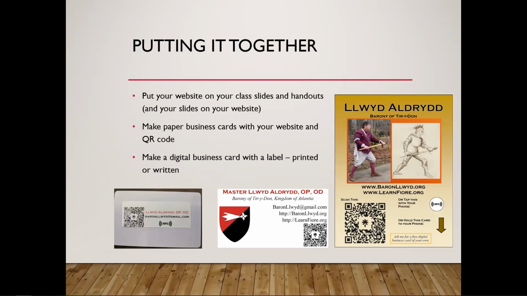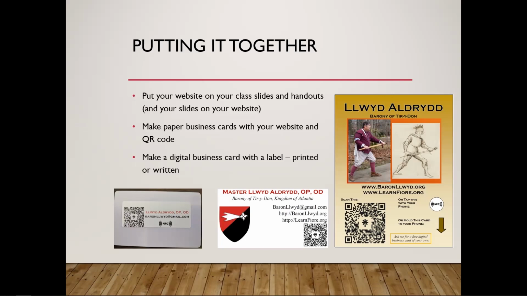So now that you have a QR code and a website or a wiki or something, put that on all your class slides and your handouts and your slides on your website. Make paper business cards so that people can use them when you're at a site that doesn't have good cell signal, or they don't want to pull out their phone, with your website and your QR code. You can see mine in the middle there. Make a digital business card.